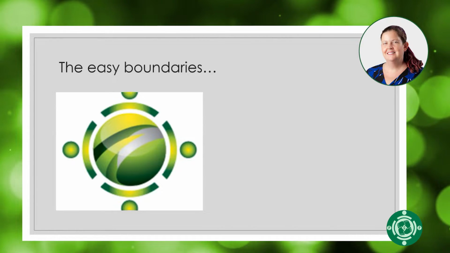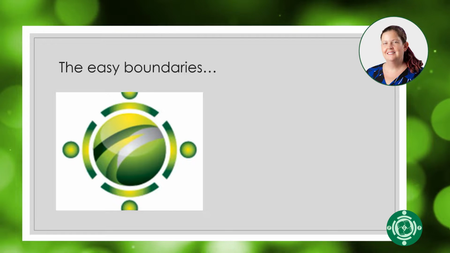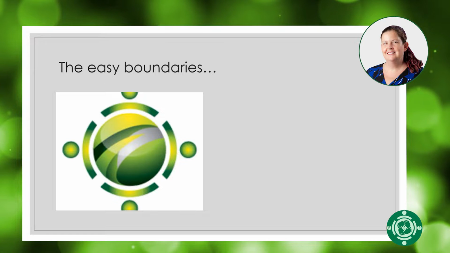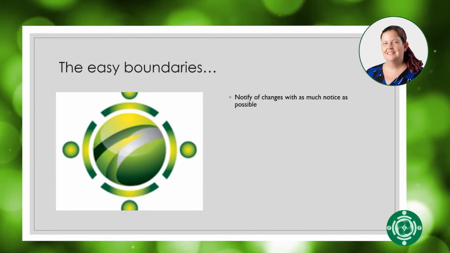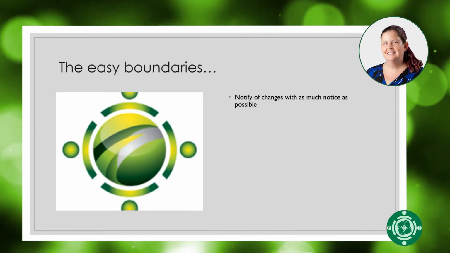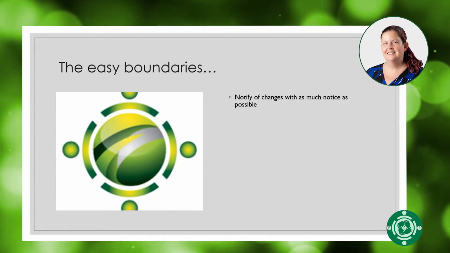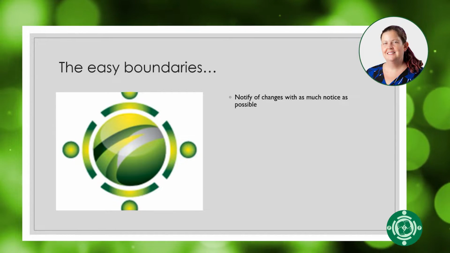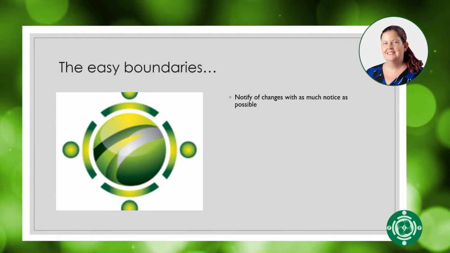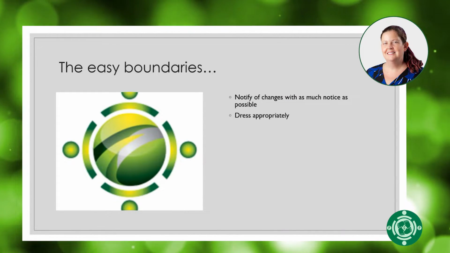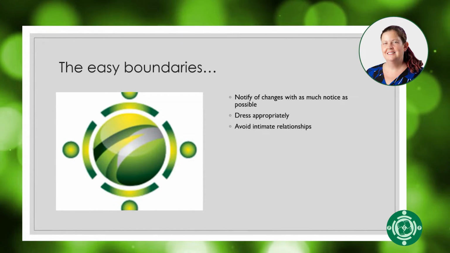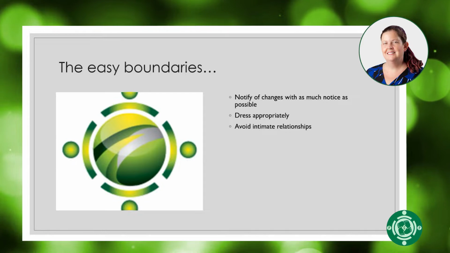All right, so now we're going to talk about the easy ones. Some boundaries are easy to remember and maintain because we've been told about these throughout our schooling and more CEUs than we can count. We need to notify the family of changes as soon as possible. So if we're going to be late or out of town, or there's a change in schedule or a change in provider, we know we need to tell the family. We know we need to dress appropriately. There's a dress code in the P&P manual. We know to avoid intimate relationships. That has probably been preached over and over and over.